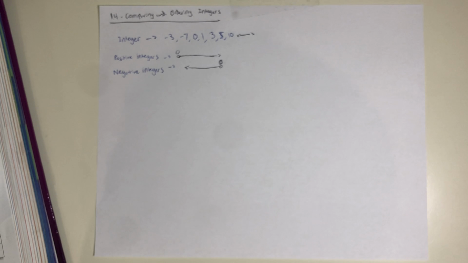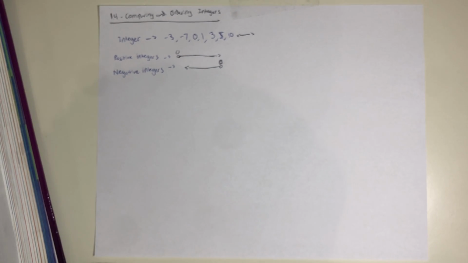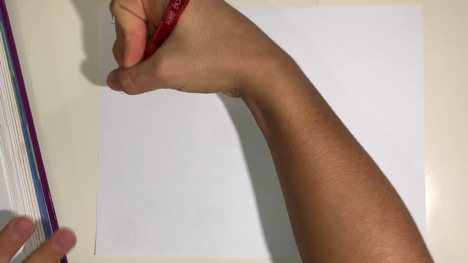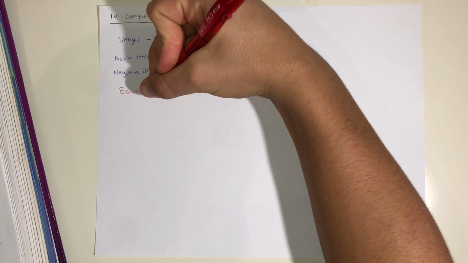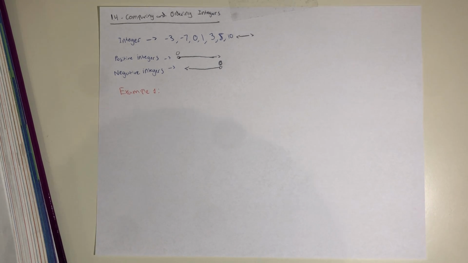Okay, so when we graph and order integers, let's do it in example 1. Example 1, to determine which has the lowest, graph the integers on a number line.